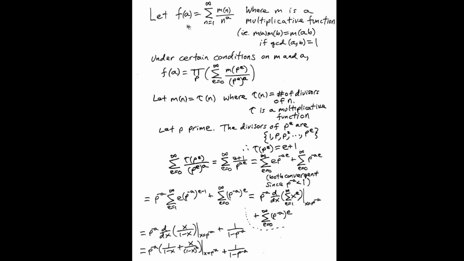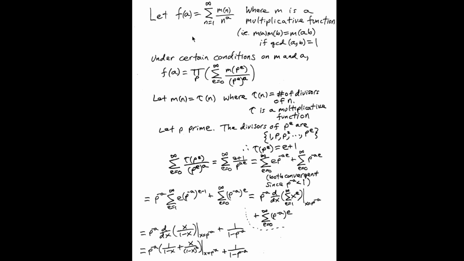Let f of a equal the sum as n goes from 1 to infinity of m of n over n to the a. This is an example of a Dirichlet series. And here, m is a multiplicative function, i.e., m of a times m of b equals m of a times b, if the greatest common divisor of a, b is 1. In other words, if they're coprime.